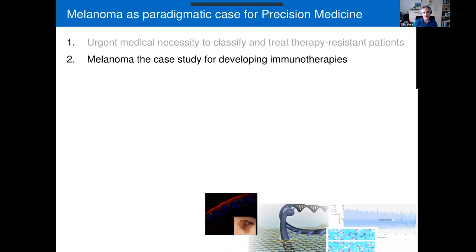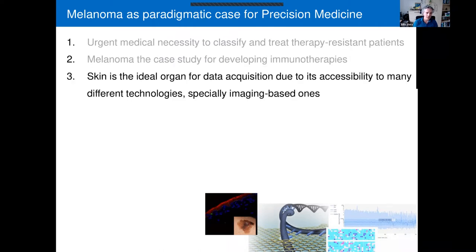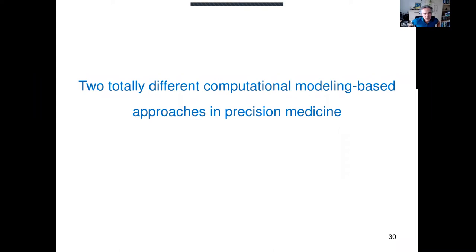And this is because of the molecular features of melanoma. And also because skin and melanoma are an ideal case for a number of new technologies for profiling tumor samples. This is due especially to the fact that skin is very accessible. It's very easy to analyze skin with different types of technology, especially imaging-based technologies. So in my talk today, I want to distinguish and talk about two different types of computational models that can be used in precision medicine.